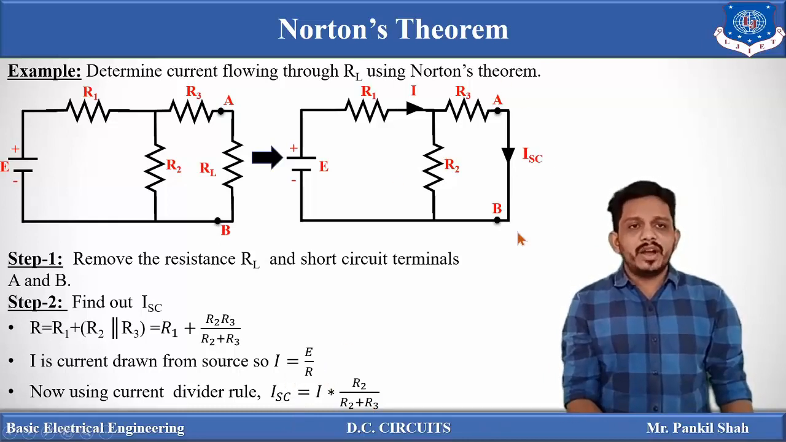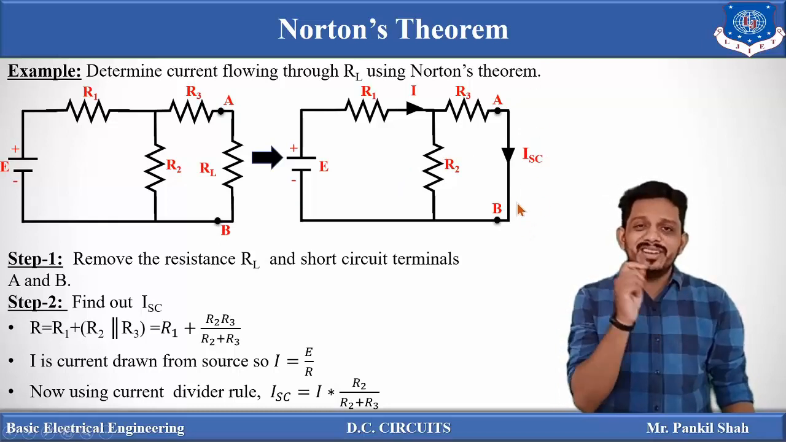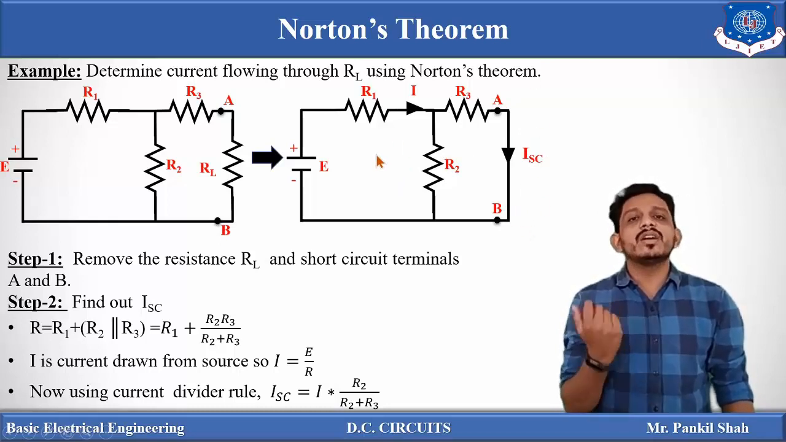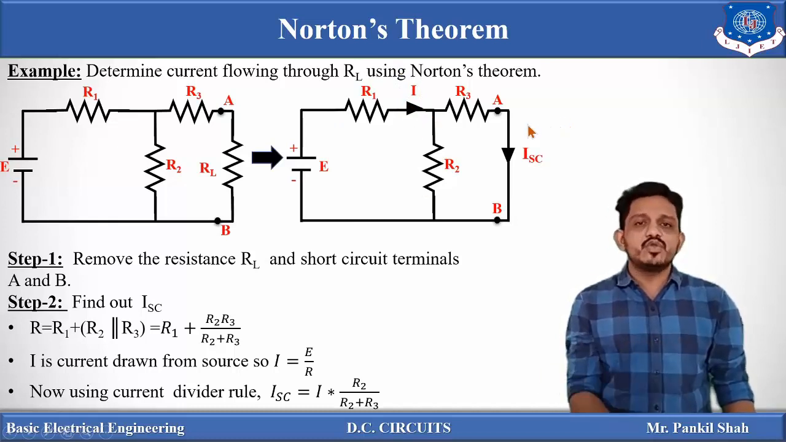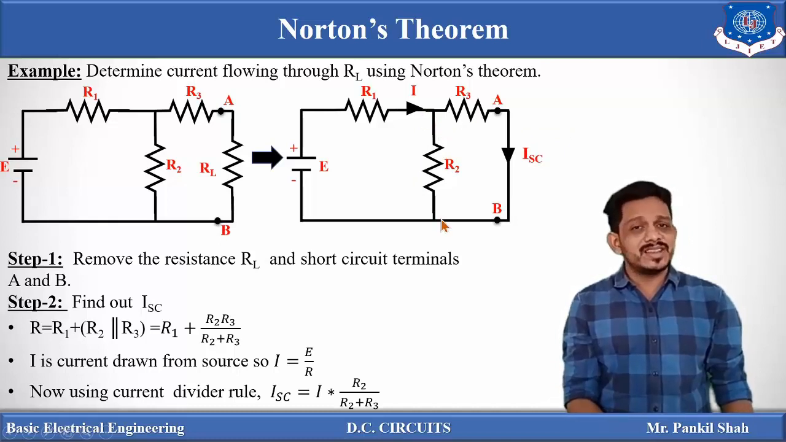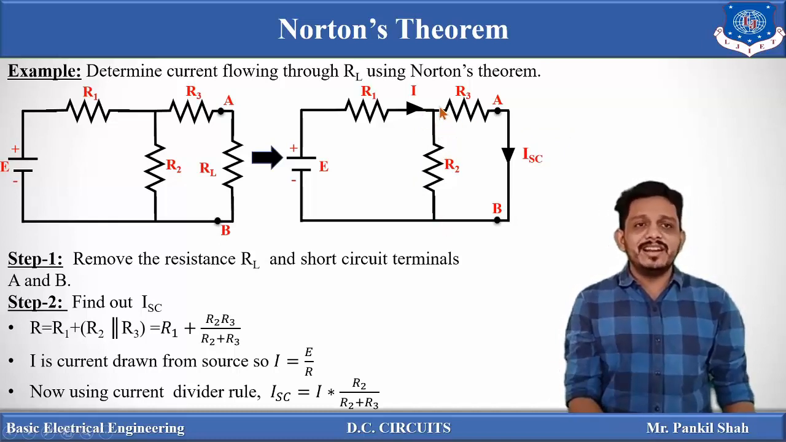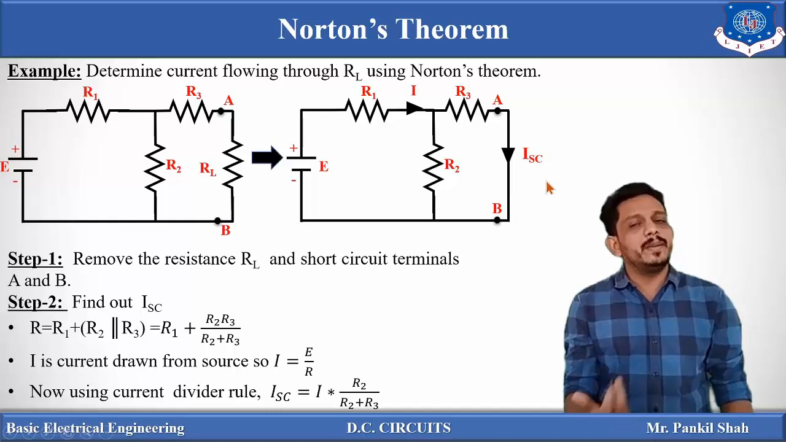Now, if you want to find the current flowing through this particular branch, you have to use the current divider rule, because I is the total current drawn from this source. This total current is dividing into two parts. One part flows into this resistance R2, and another part flows into this R3 branch, which is nothing but the short circuit branch.